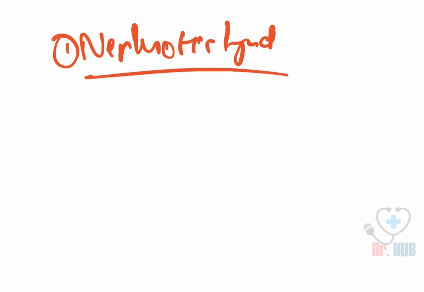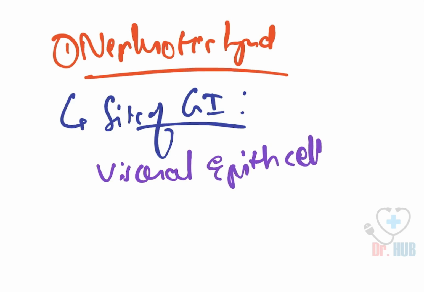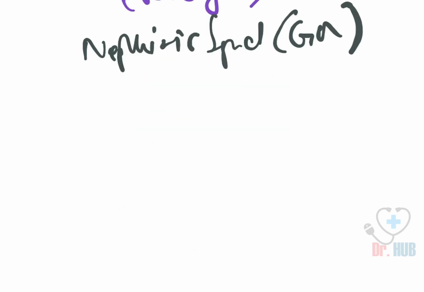Now, to answer the questions which were earlier asked. We saw the nephrotic syndrome, the first question, and the question was what is the principal site of the glomerular injury. The principal site is the visceral epithelial cell, which is nothing but the podocyte.